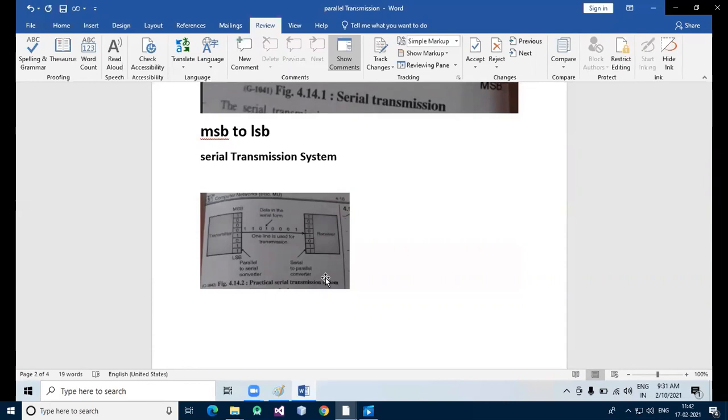Communication within a computer is parallel, so it is necessary to convert parallel data into serial at the transmitter. At the receiver, serial to parallel conversion is required. So this is a diagram of practical serial transmission. Both the receiver and transmitter are computers here.